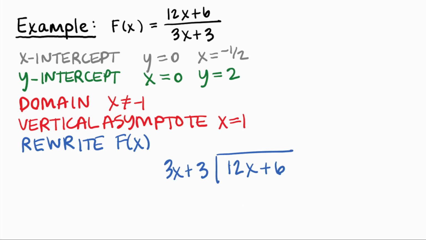Remember, the first step is we take the thing on the outside and we say, what do I multiply 3x by to get 12x? And that would be just a positive 4. And then I go back through and I multiply 4 times 3x plus 3, and I just have to remember to distribute the 4 over the 3x and the positive 3. So I've got 4 times 3x is 12x, and 4 times 3 is 12.